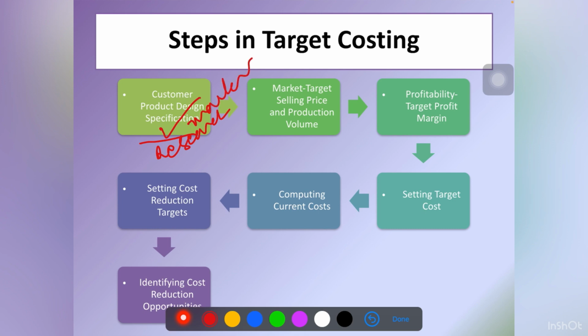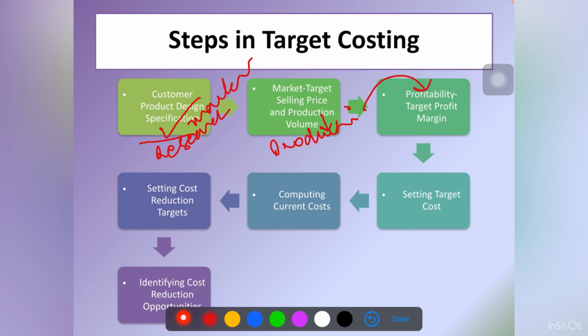Then is the market target, selling price, and the production volume. Now how is it being determined? Through competitors, right? What price has the competitor put, and then the product utility, what is the utility of the product, volumes and margins. It also depends upon the level of production a company does, right?